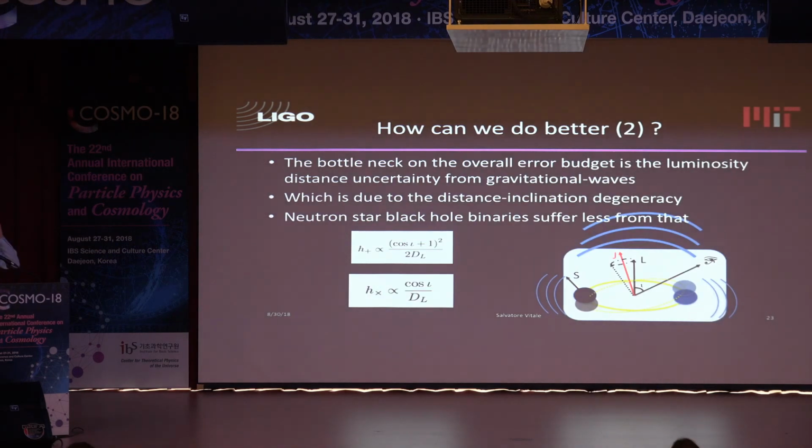What else can we do to do better? We can try to use other sources. So far, we have focused only on neutron star binaries for obvious reasons. Now, as I told you earlier, the bottleneck when you want to do this Hubble constant measurement is how well you can measure the distance. And I told you that it is degenerate with inclination angle. So is there any system for which we can measure the distance and inclination angle better than neutron star binaries?